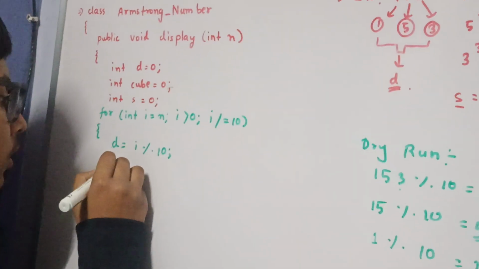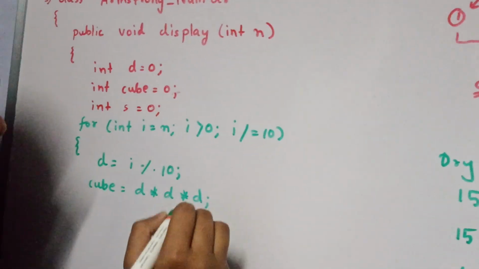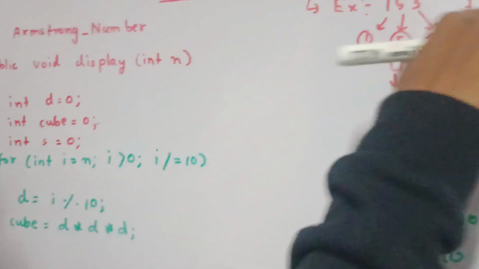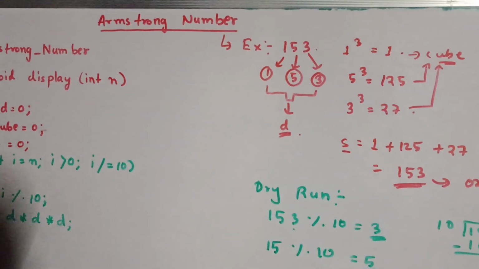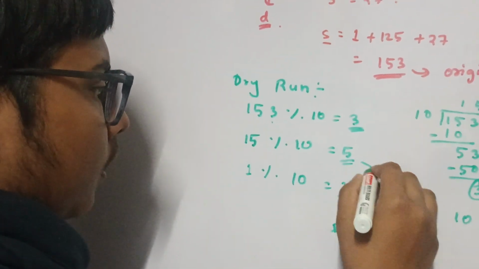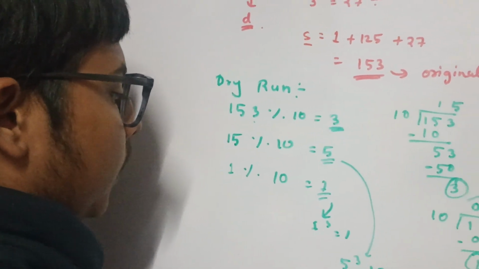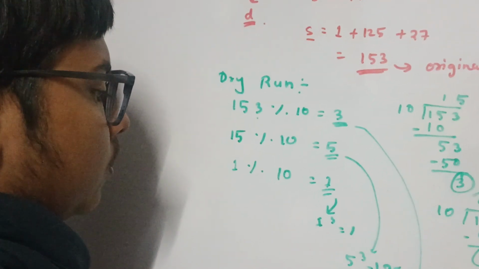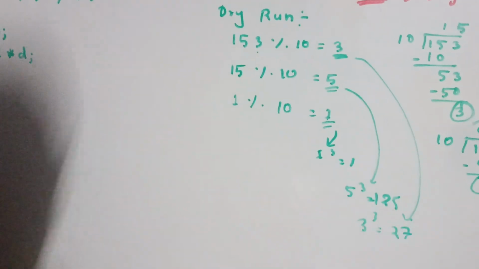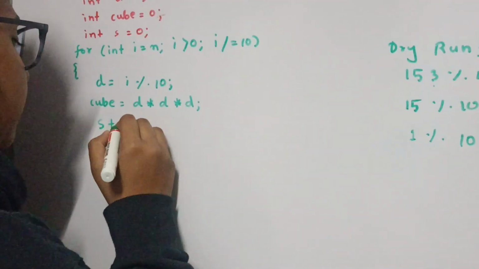So cube will be equal to d into d into d. Whatever digit you have extracted, you have to find its cube, as it is found in the dry run. 1 cube equals 1, 5 cube equals 125 and 3 cube equals 27. Okay, so in this way you have also found the cubes.